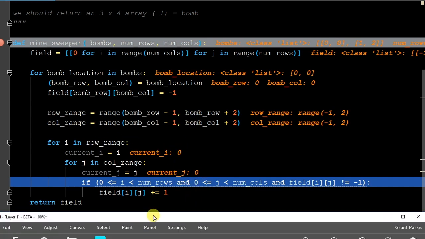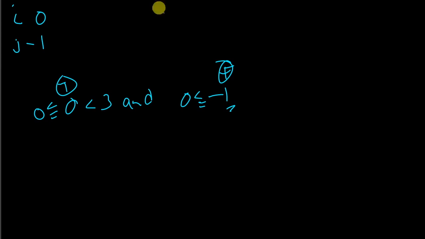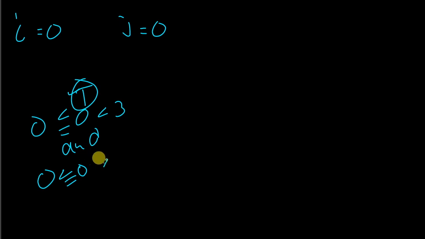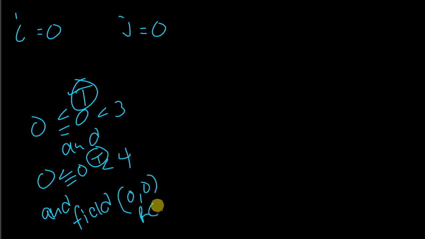So let's see what we get within this code. All right, so now we have an I of 0, we have a j of 0. So we have 0 is greater than or equal to 0. That's a true. And it's less than 3. Sweet. So we have a true. And 0 is greater than or equal to 0. That's a true. And it's less than 4. I have 2 trues. But I'm not done. I also have another and. And the field for ij, which is 0, 0, that's my row column, right? Cannot equal -1, meaning it cannot have a bomb there.